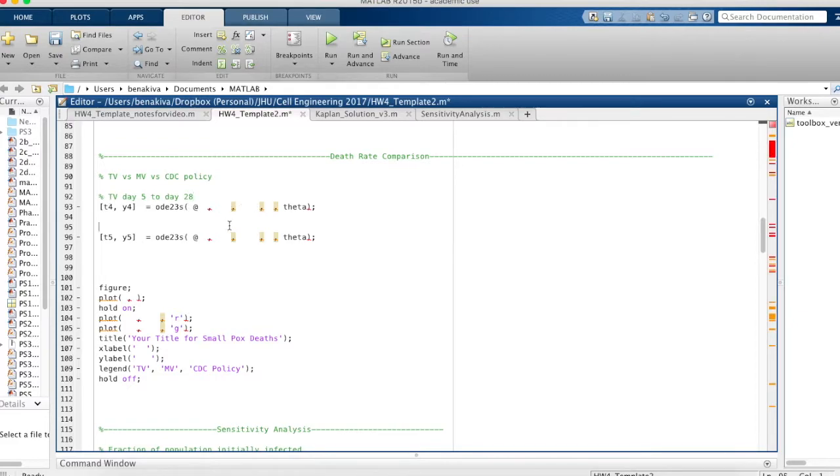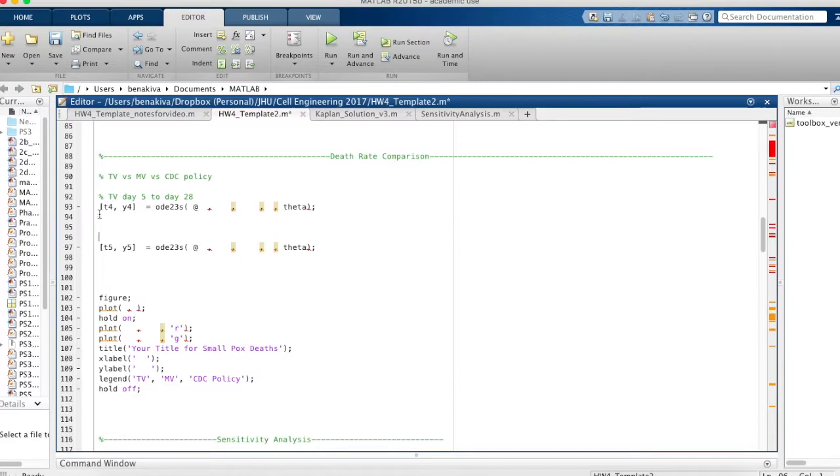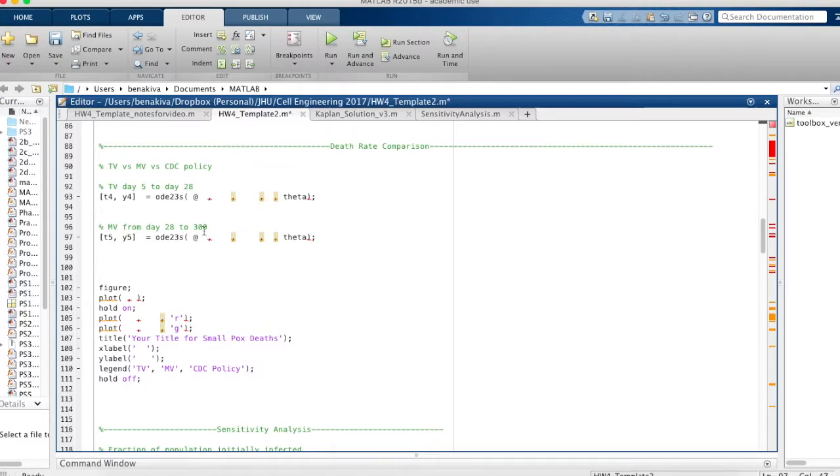So you're going to use basically the same initial conditions you used for solving for TV above, but it's only going to go to day 28. And then here you're going to solve for MV from day 28 to 300. Just remember that the initial conditions for this ODE solver will correspond to your final conditions from the first component of phase 2, which was TV. And remember that the people who are infected go straight into the queue when you're doing your initial conditions.